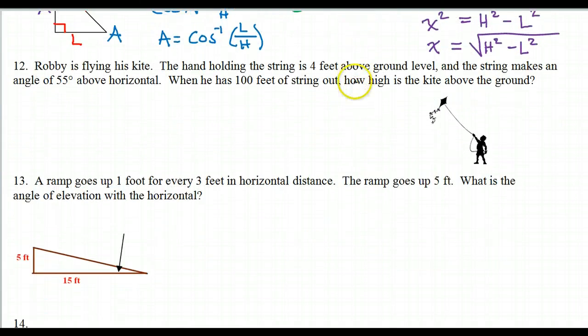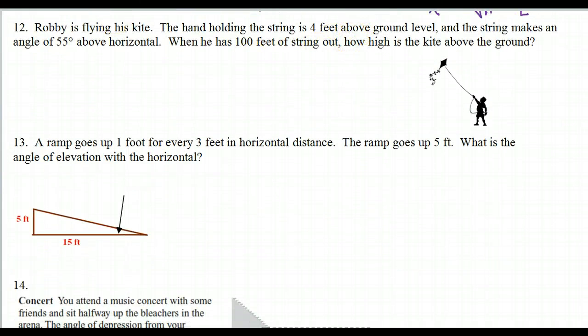Okay, number 12. Robbie is flying his kite. His hand is holding a string 4 feet above ground level. The string makes a 55-degree angle. When he has 100 feet of string out, how high is the kite above the ground?